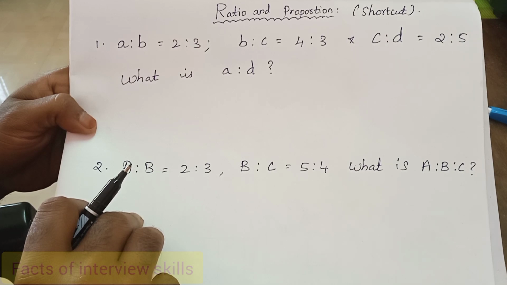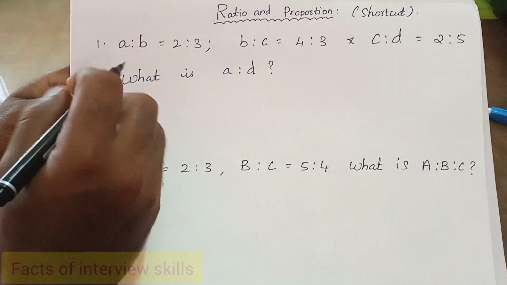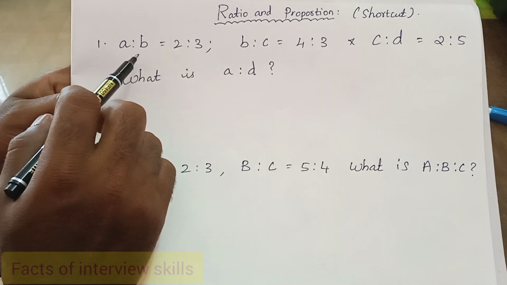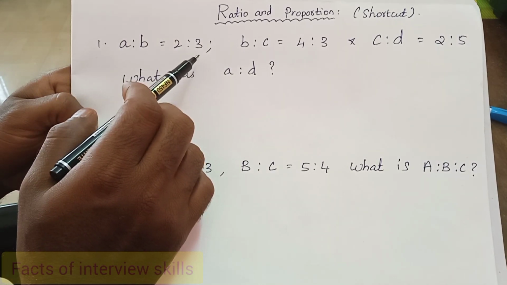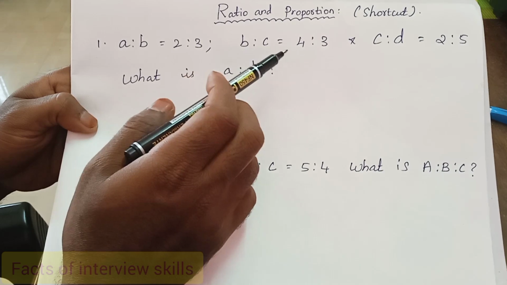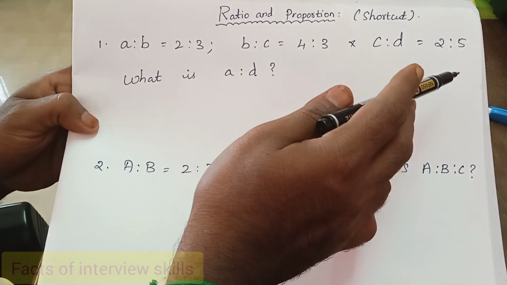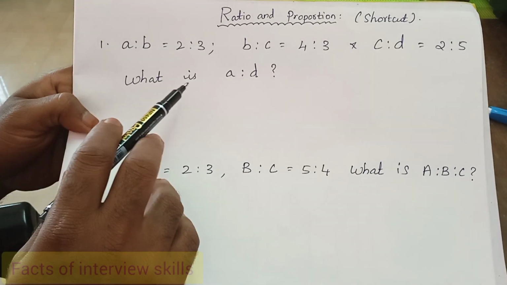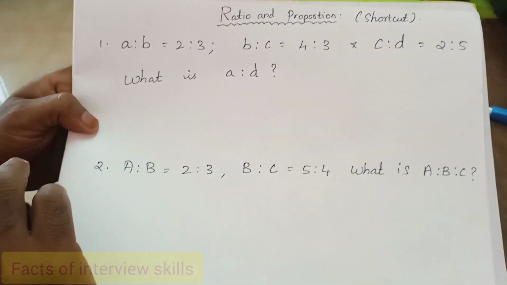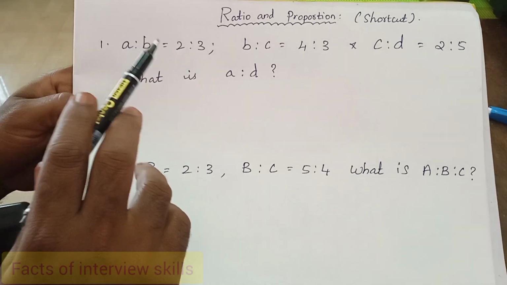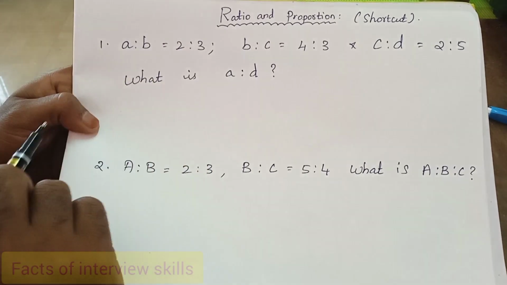Let's see the problem. The first question is A is to B is equal to 2 is to 3. B is to C is 4 is to 3. And C is to D is 2 is to 5. Right? The question is, what is A is to D? There is a simple trick to find out the answer for this problem.